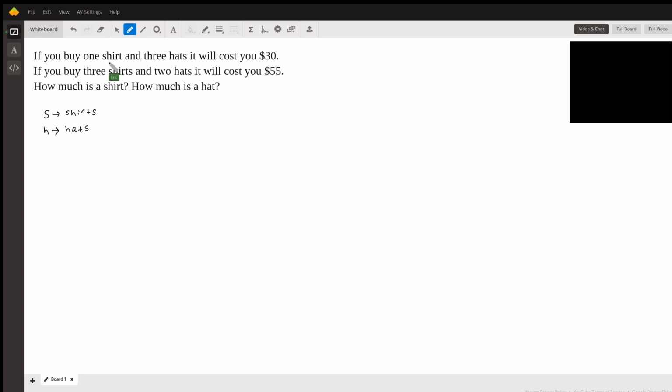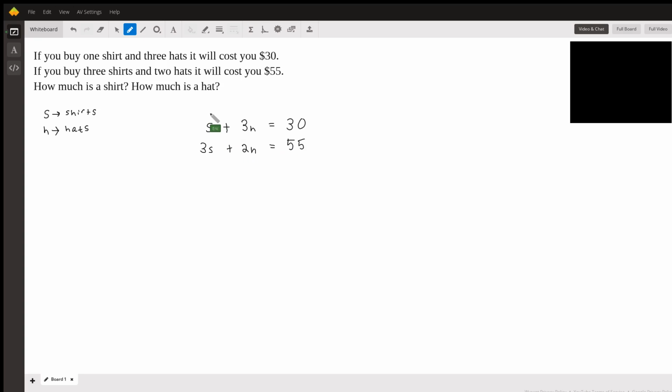So we know that if you buy one shirt and 3 hats, it will cost you $30. So we can write this as S plus 3H equals 30. Now remember that H is going to be our hats and S is going to be our shirts, and this is just 1S. You don't have to write the 1. So that's saying just S plus 3 times the number of hats equals 30. And then for our second equation, we buy 3 shirts and 2 hats. So 3S plus 2H equals 55.